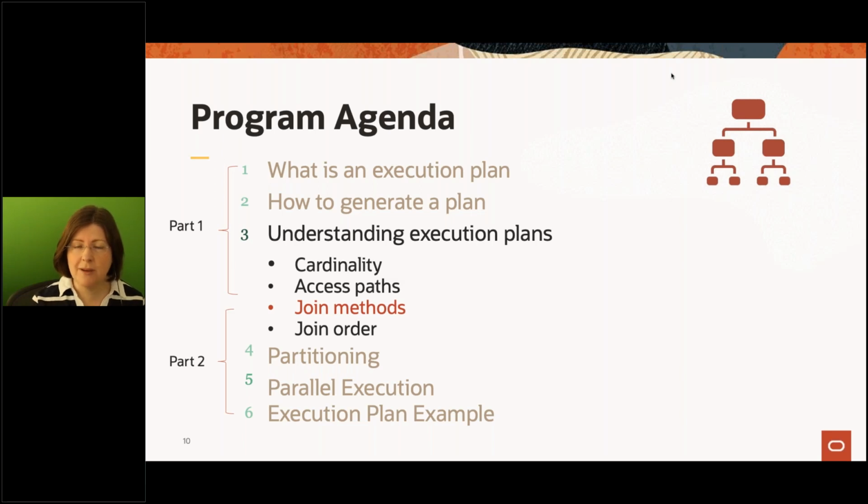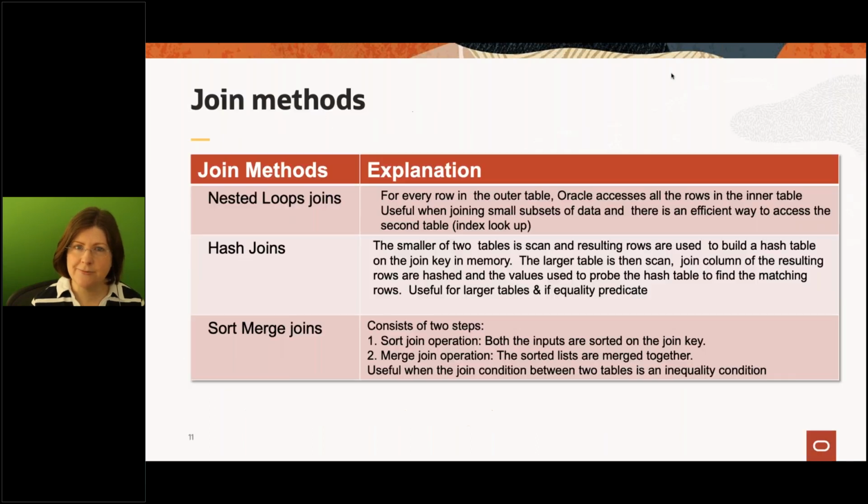So last week we mentioned the fact that Oracle offers 9 different access methods. How many join methods do you think we have? Well, it turns out we have 3. Now, there are a lot more join types that we'll talk about in a moment, but there's really only 3 join methods Oracle uses: nested loops, hash join, and sort merge join.